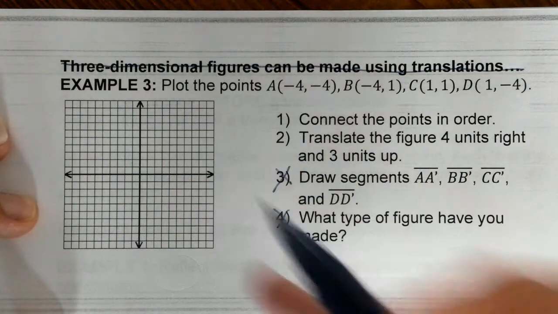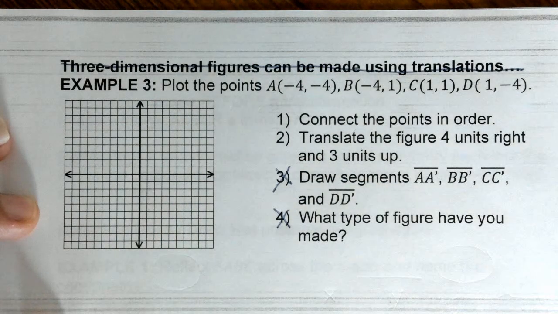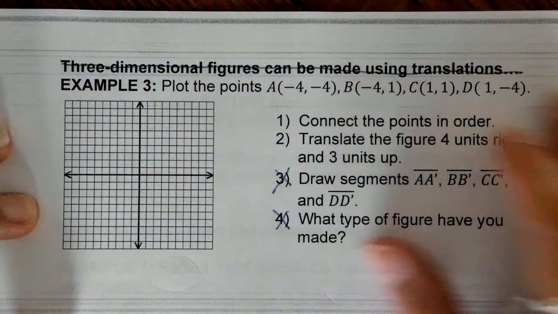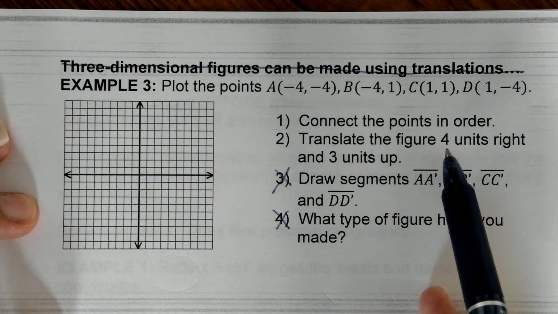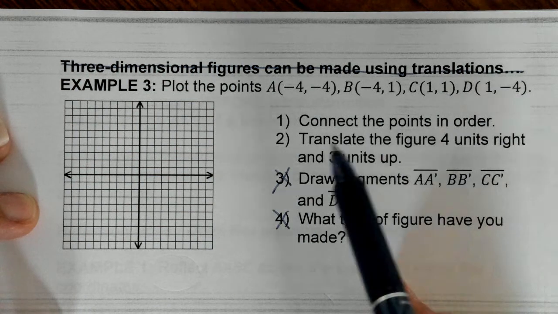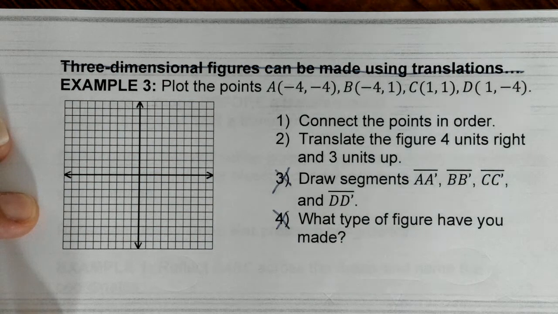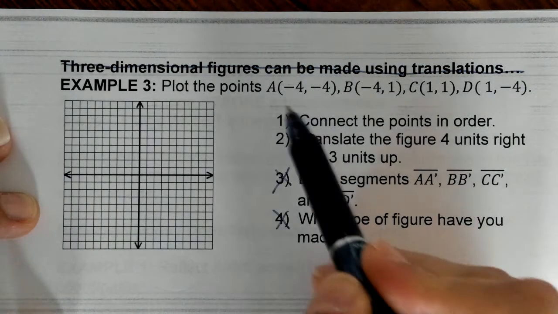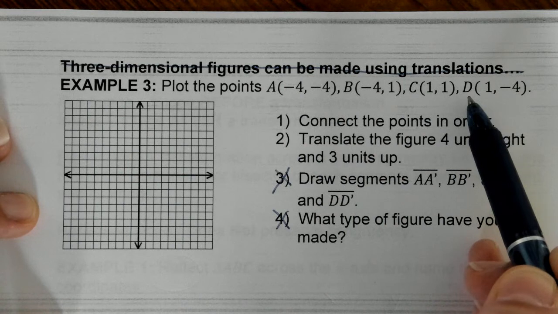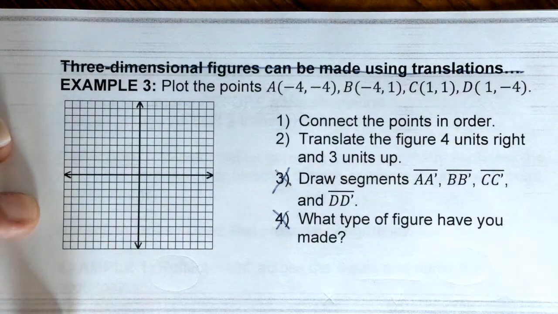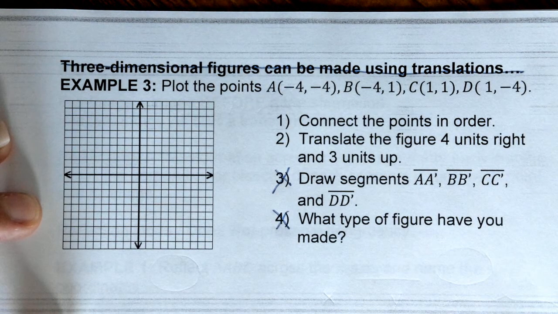What I suggest is, we're going to pause. Pause the video, plot A, B, C, and D, and I suggest that you translate each point 4 units right and 3 units up, and then put your A prime, B prime, C prime, D prime. Connect A, B, C, and D in alphabetical order, and then get your primes connected in alphabetical order. I'm going to plot the points, and then I want you to plot them as well, but I'm going to pause it, and so the next thing you're going to see is going to be.